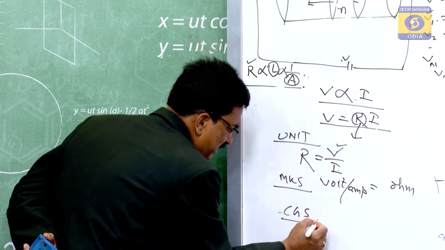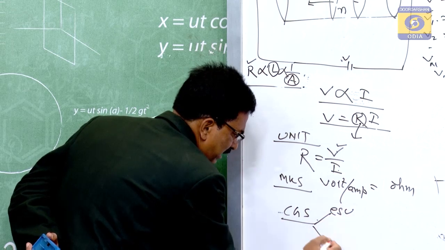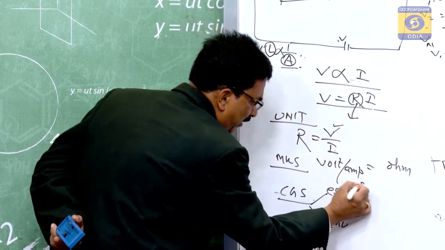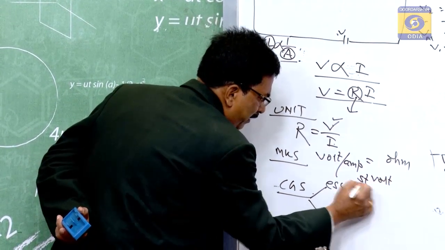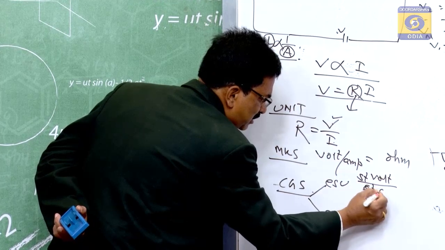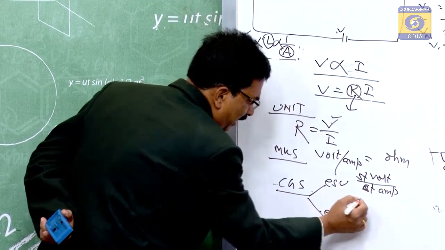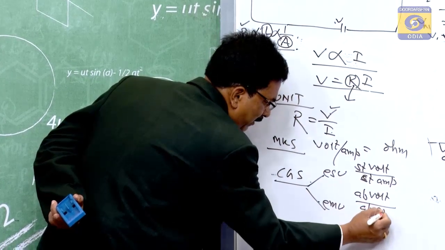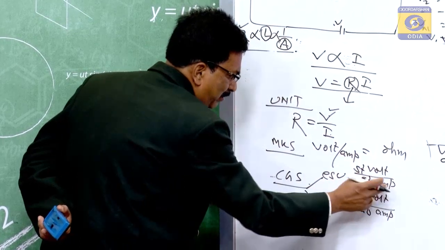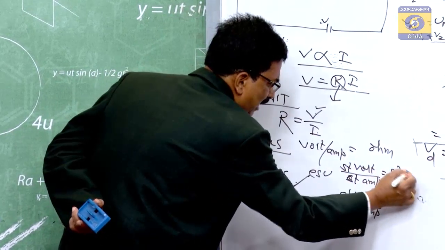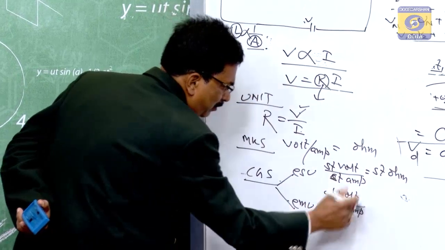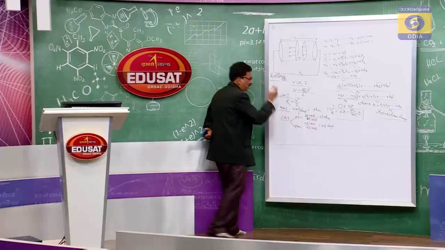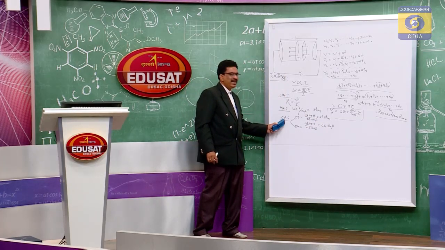If we go for the CGS, as I said, it is of the ESU or of the EMU. If we go for the ESU, then volt will be the statvolt and ampere will be the statampere, and for the EMU, it is the abvolt by the abampere. So statvolt by statampere equals statohm, and abvolt by abampere equals abohm. So these are the different units in the MKS case and in the CGS.